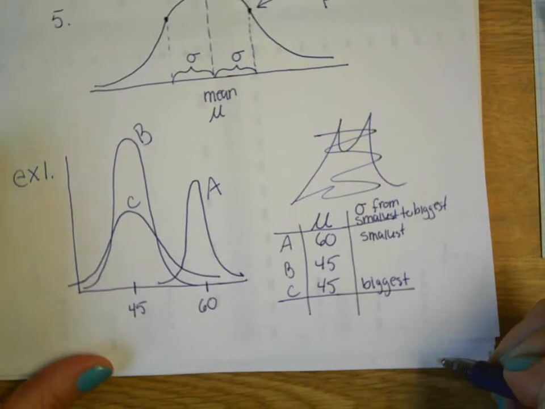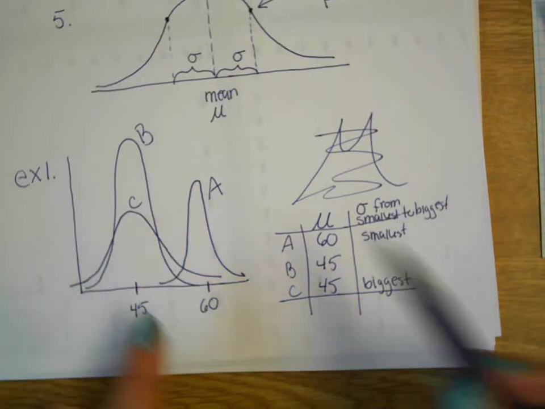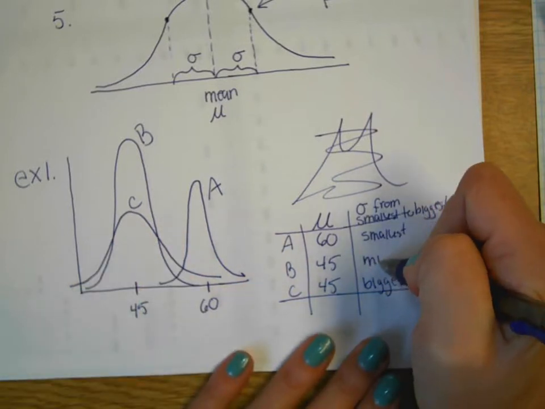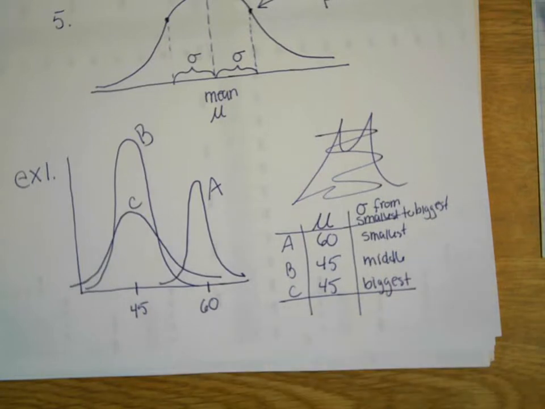And then B I tried to get in the middle. It's a little bit wider than A, but skinnier than C. So this would be the middle. So it's all in how wide the graphs are. That's what your standard deviation is telling you. The wider the graph, the bigger the standard deviation.